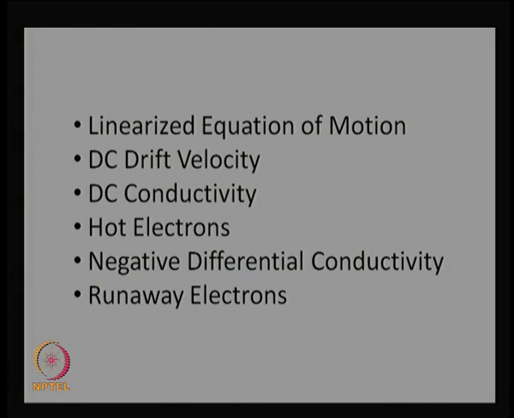Well, at high electric fields I will discuss the phenomenon of hot electrons, and in some cases especially in semiconductors like gallium arsenide, which is called a solid state plasma, the phenomenon of negative differential conductivity, which gives rise to very important Gunn oscillations, and finally I will discuss in plasmas, strongly ionized plasmas, the phenomenon of runaway electrons. But I will touch upon these last two topics rather briefly, just to illustrate the strength of fluid equations.